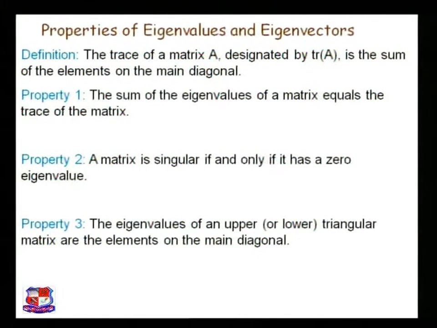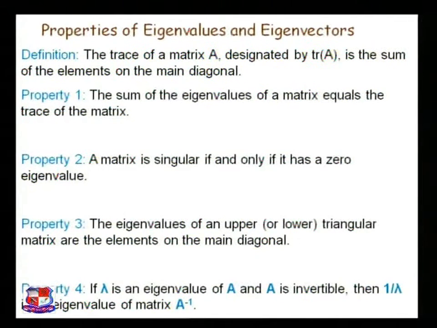Third property: the eigenvalues of an upper triangular or lower triangular matrix are the elements of the main diagonal. This is an important property from the exam point of view. If in the exam you are asked to find the eigenvalues of a triangular matrix, either upper or lower, you can directly say that the eigenvalues of any triangular matrix are the elements of its main diagonal. So you can easily find the eigenvalues directly.